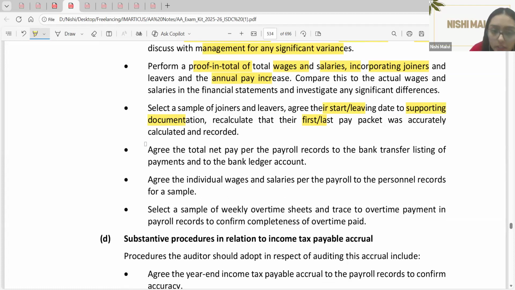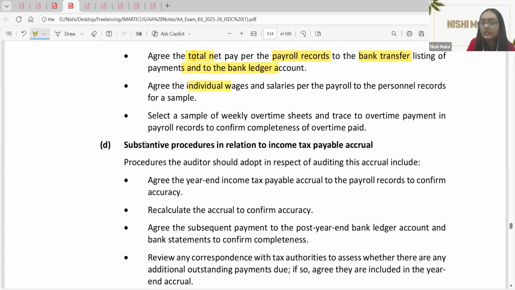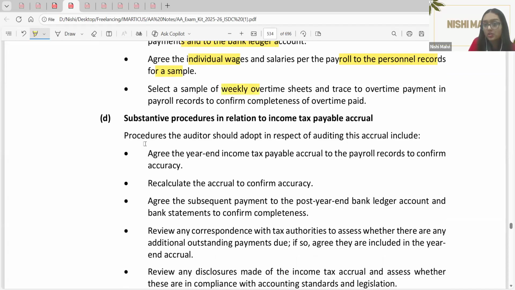Okay. Agree the total. See, this is also analytical. Total net pay for the payroll records. Check the bank transfer listing. Payment to the bank ledger account. Agree the individual wages and salaries for the payroll personal records for a sample. Check for that. Select a sample of weekly overtime sheets. Check for the overtime payment in the payroll records, whether overtime was paid completely or not. Yes. Okay, that's it. Income tax so done.